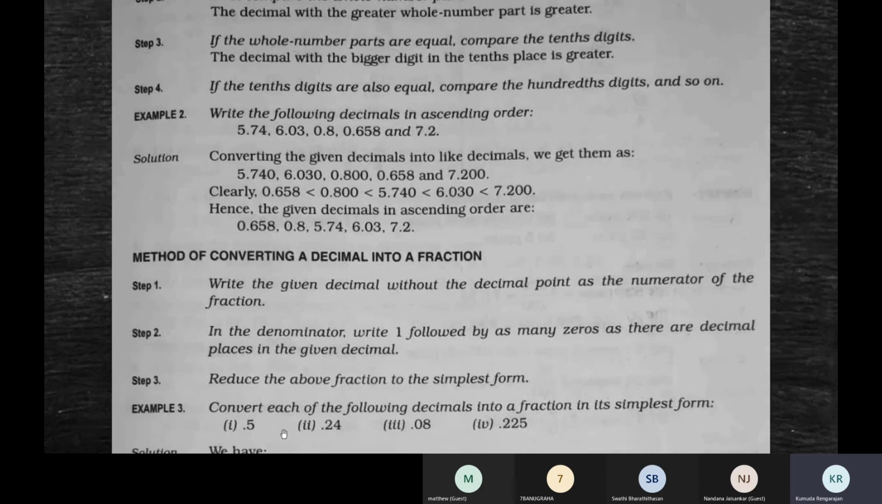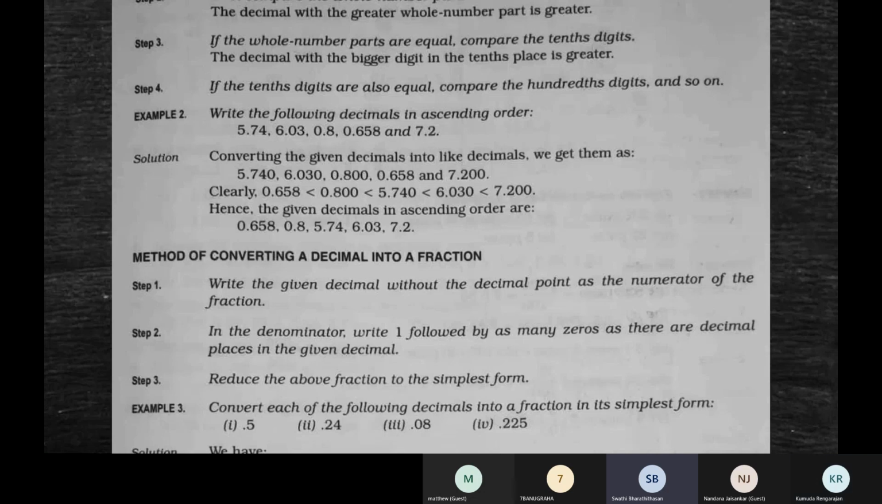Let's do everything, then you will understand. Here the numerator is 24. The denominator will be 100 because after the decimal point, there are 2 digits. So 2 zeros we must have. 100 has 2 zeros. So 24 by 100. Try this one, children. What is the fraction for 0.08?